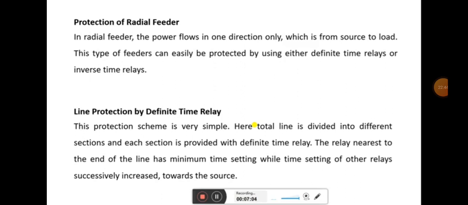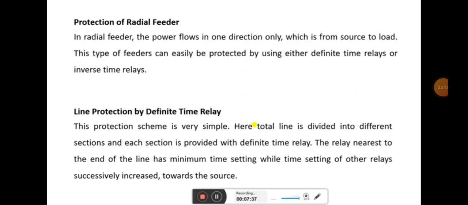As we know, around us there are various distribution lines or transmission lines where power flows from the substation or main station towards the load, in one direction only. These are called radial feeders. This type of feeder can easily be protected by using either definite time relays or inverse time relays.